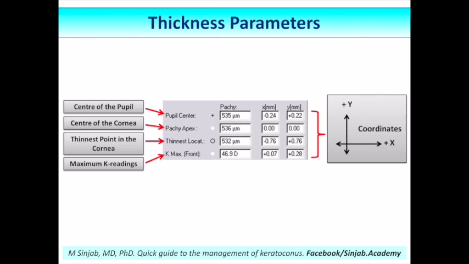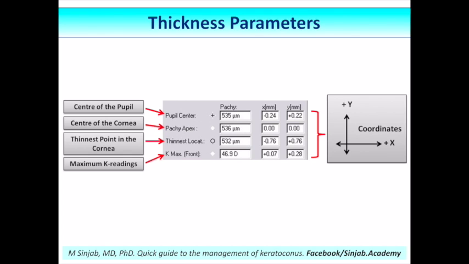Now coming to the thickness parameters. As you see in this image, we have 3 major landmarks on the pachymetry map. They are the thinnest location corresponding to the thinnest point in the cornea, the pachy apex corresponding to the center of the cornea, or sometimes it's called the central corneal thickness, and the pupil center corresponding to the location of the center of the pupil.